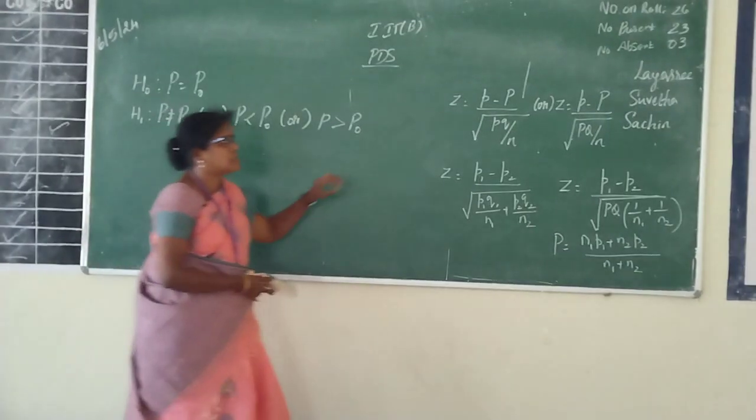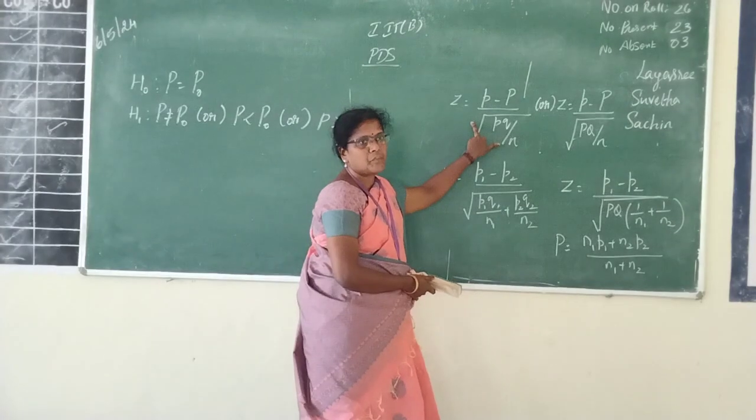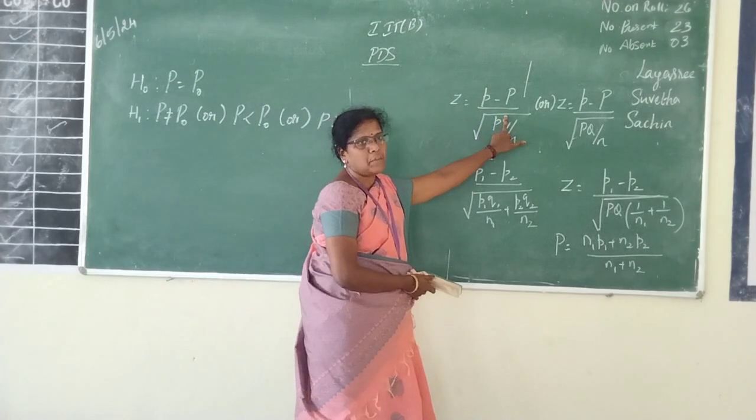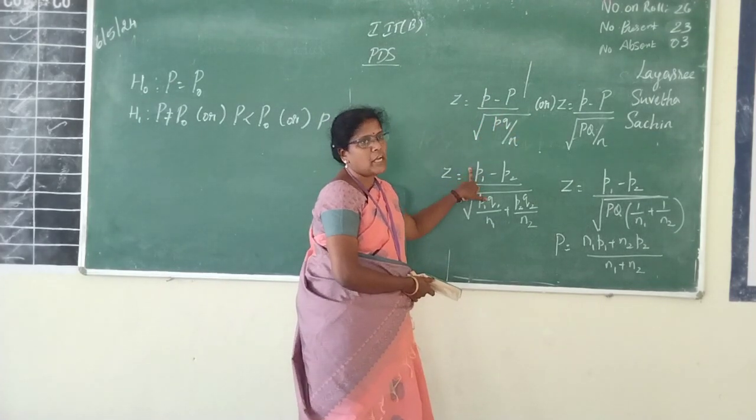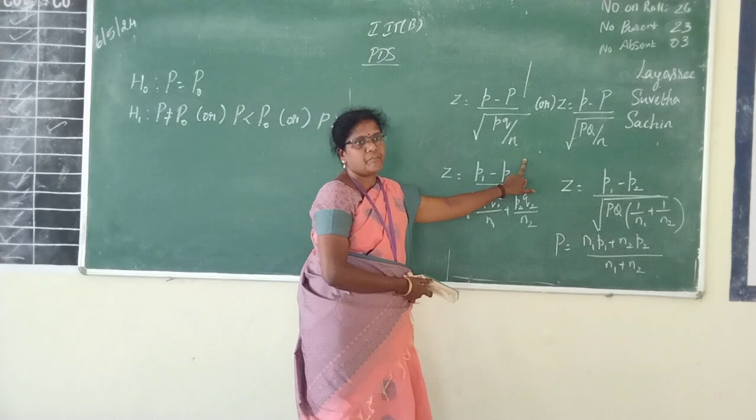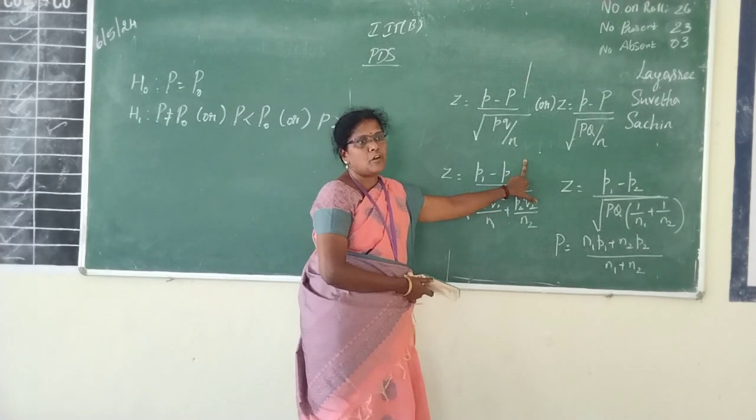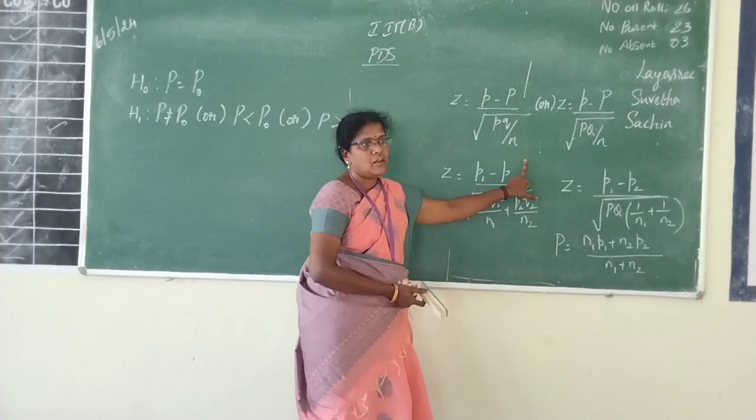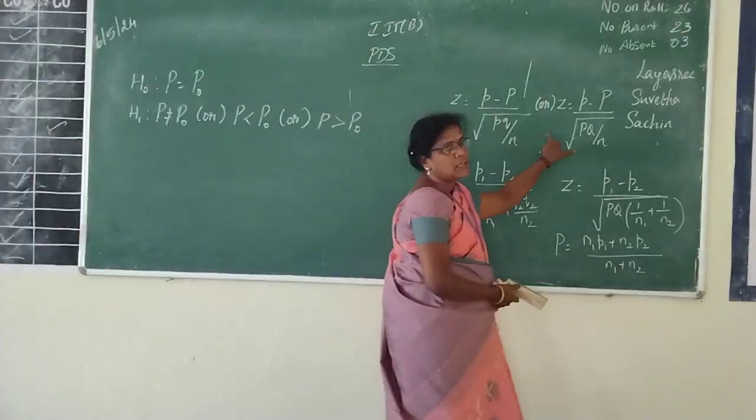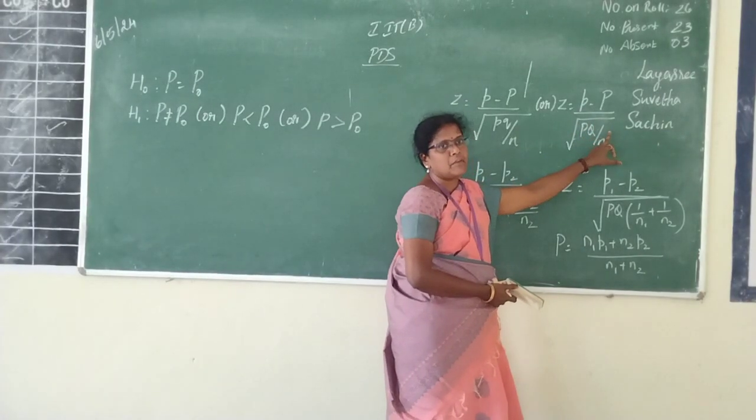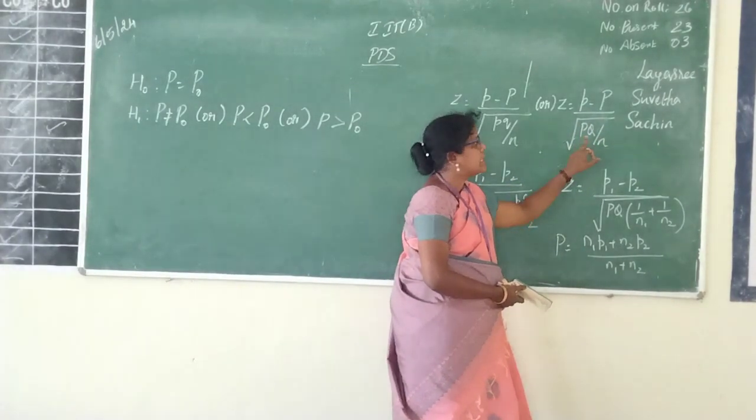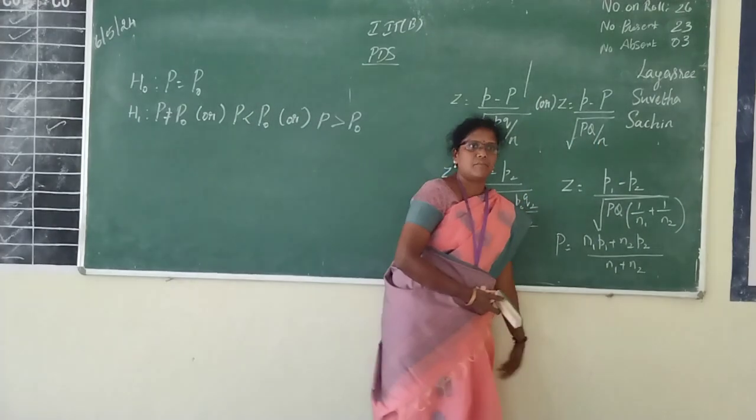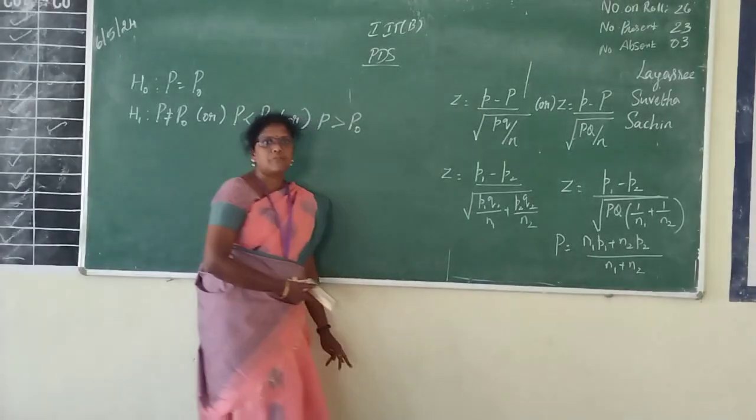The test statistic is Z equal to small p minus capital P divided by square root of PQ by n, or Z equal to small p minus capital P divided by square root of capital P capital Q by n. Any one formula you can make use of.